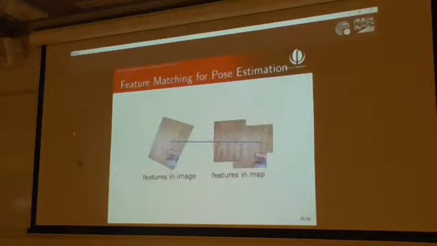With feature matching, the idea is to extract features from images captured from cameras in the robot and try to match those images and detect matches, detect loop closures, for instance.